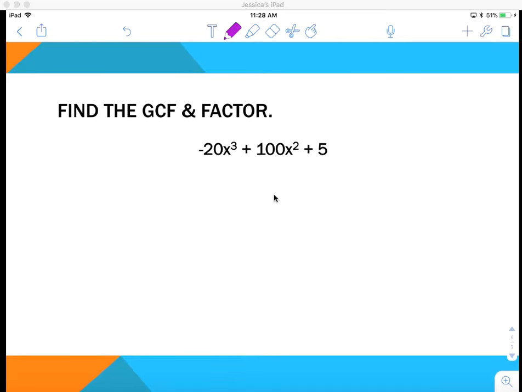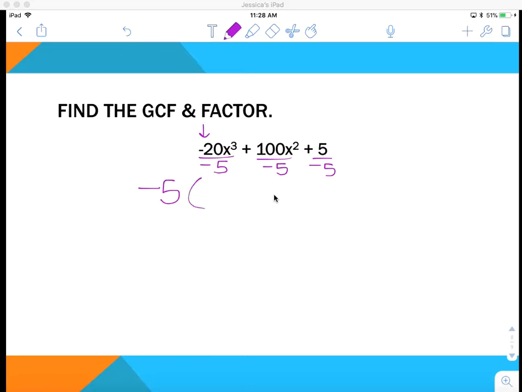Now, another thing I want you to remember is when you're taking out the GCF, if there's a negative in front, I want you to take that out with it. So in this case, I can divide all three of these terms by 5, and since my first term is negative, I'm going to take out negative 5. I can't take out any x's on this problem because 5 doesn't have any. Whenever you take out a GCF, it has to be able to go into all three factors.